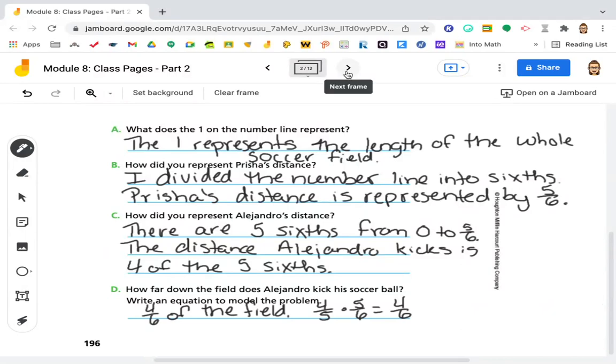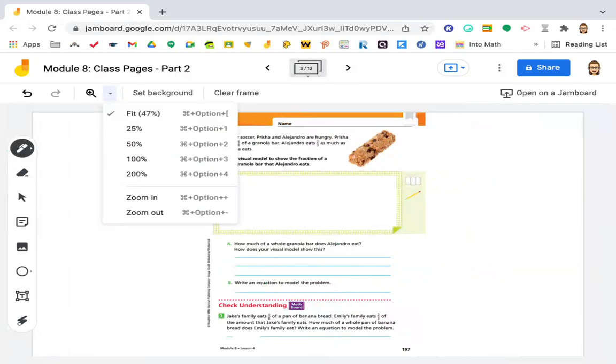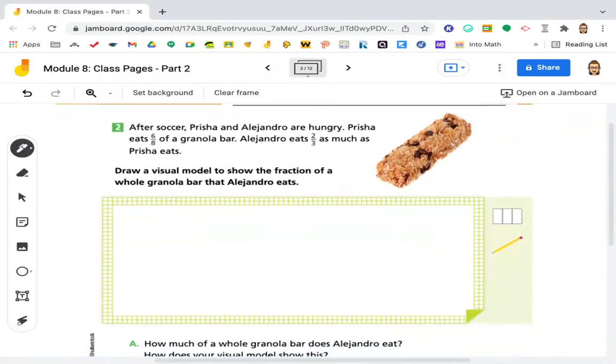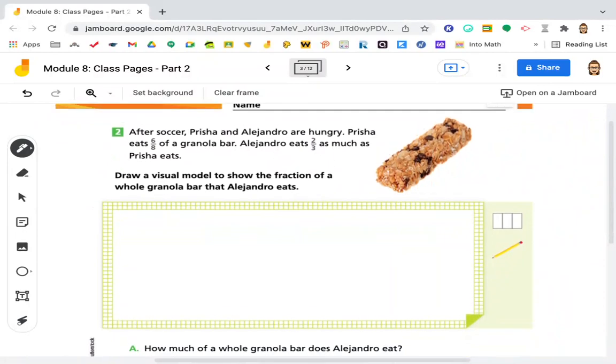Let me turn the page. After soccer, Prisha and Alejandro are hungry. Prisha eats 6/8 of a granola bar. Alejandro eats 2/3 as much as Prisha eats. Draw a visual model to show the fraction of the whole granola bar Alejandro eats.